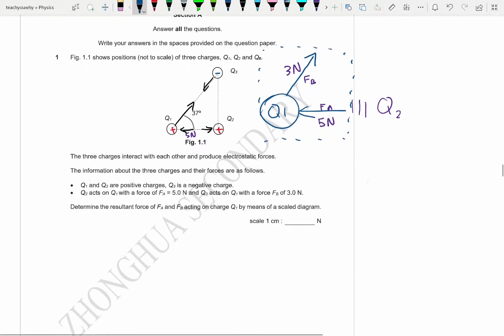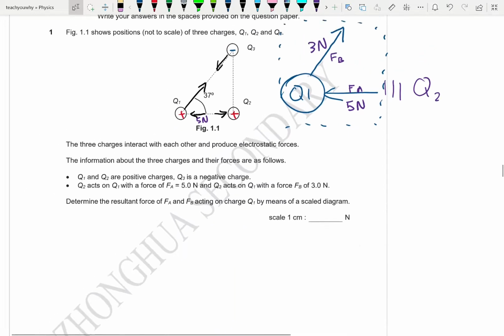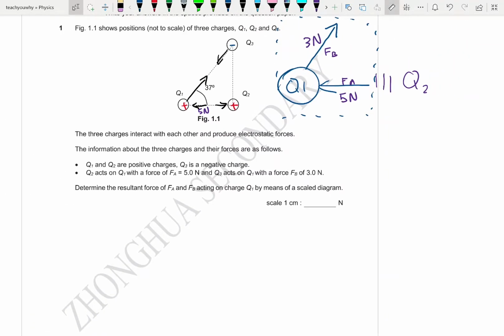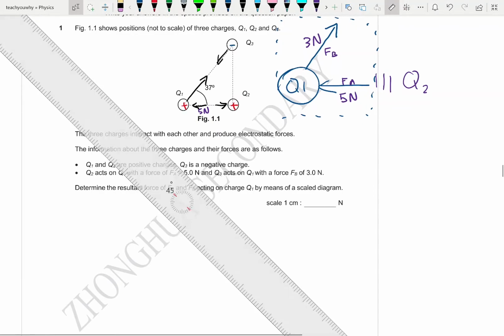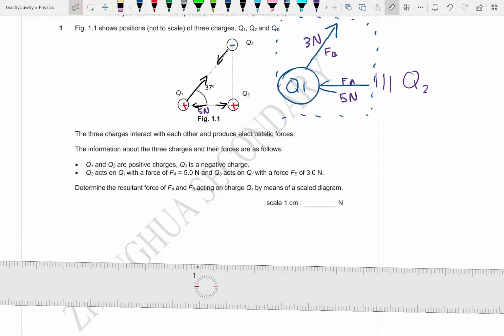And then you see, determine the resultant force of FA and FB acting on the charge Q1 by means of a scale diagram. So first of all, before I start any vector diagram, I always draw the free body diagram to better understand how I can go about drawing the vector diagram. I will try as much as possible to use my virtual ruler, but in the exam it will be way easier. You can set any scale. Typically we like a round number, so let's set 1 cm to 1 newton.